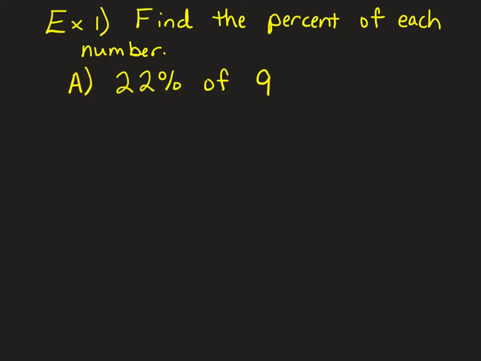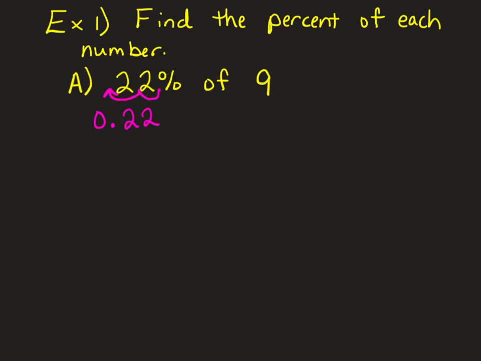So part A, we have 22% of 9. This is a review from 6th grade, but if we want to find a percent of a number, we need to remember that the percent goes to a decimal. If you don't see the decimal, it's at the end of the percent. So the end of 22 is where your decimal is, and we move the decimal 2 places left, 1, 2. So we get 0.22.